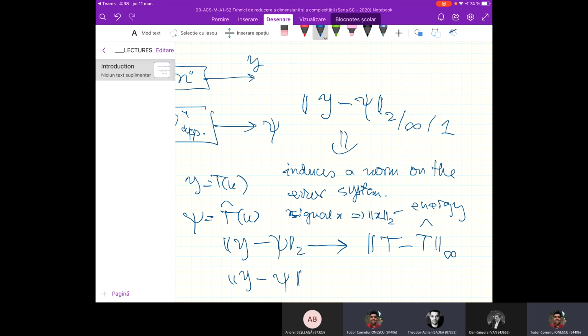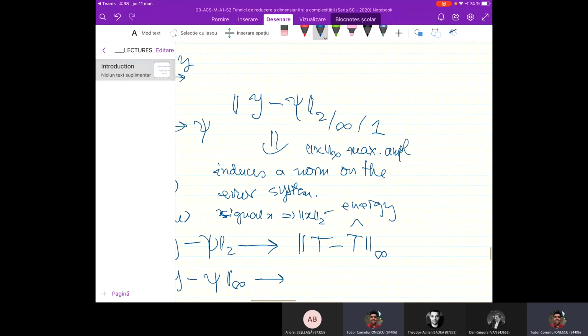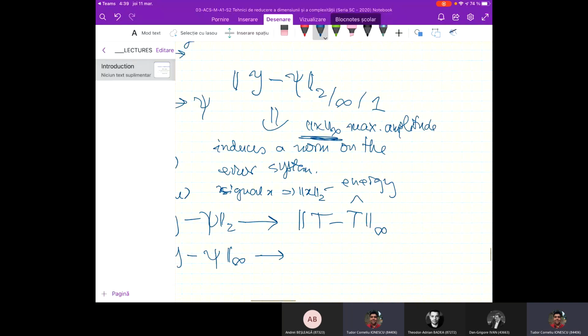And the infinity norm is the power. No, it's not the power. Power is a different measure, and power is not even a norm, because a norm has to satisfy 3 conditions simultaneously mathematically, and power does not satisfy one of them. So the 2 norm is the energy, and the infinity norm is the maximal amplitude.